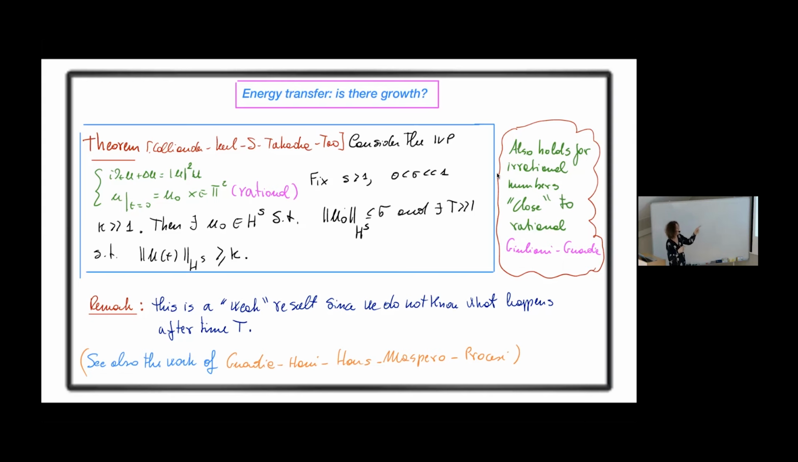And it says the following: fix your order of derivative. By the way, these theorems are basically for smooth solutions, okay? Because we are thinking about s large. And then fix a small constant sigma and a large constant K.